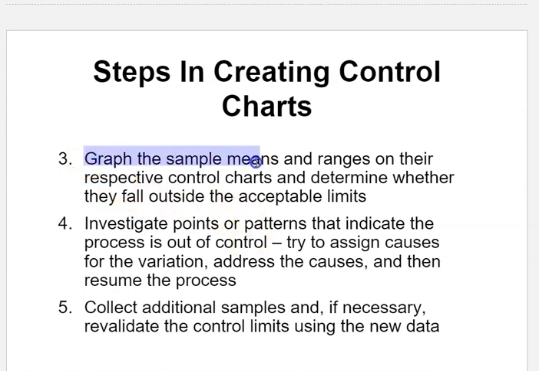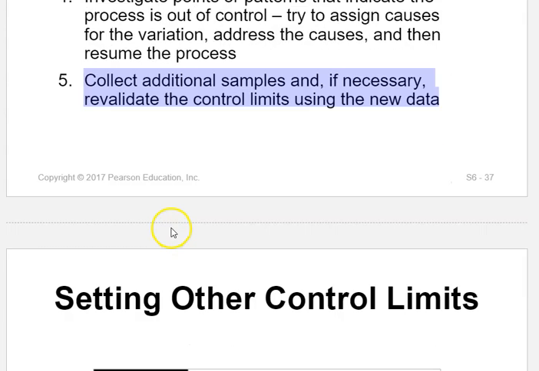Step 3. Graph the sample means and range on their respective control charts and determine whether they fall outside acceptable limits. Investigate points or patterns that indicate the process is out of control. Try to assign causes for variation, address the causes, and then resume the process. Collect additional samples, and if necessary, revalidate the control limits using the new data. Reevaluating the control limits means that even your average could change because you're using a new data set. A new data set may move your average and upper and lower limits.